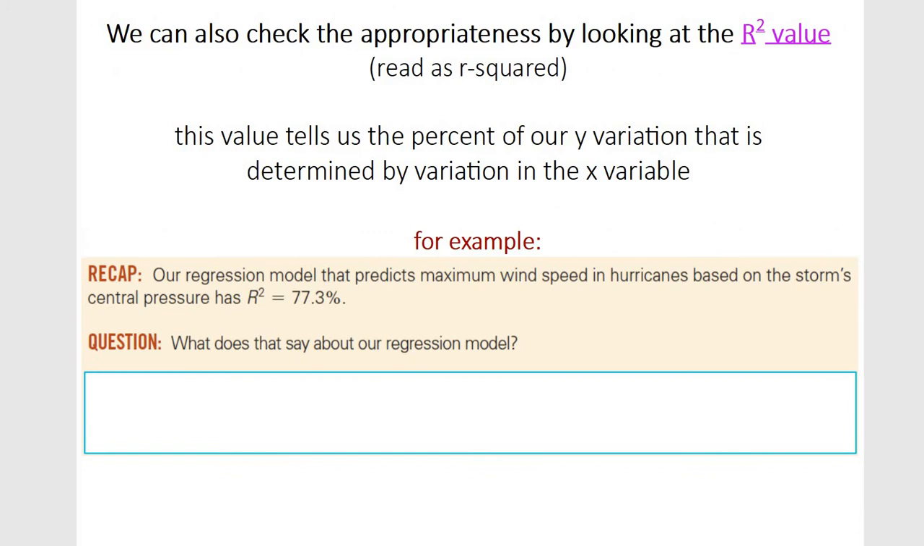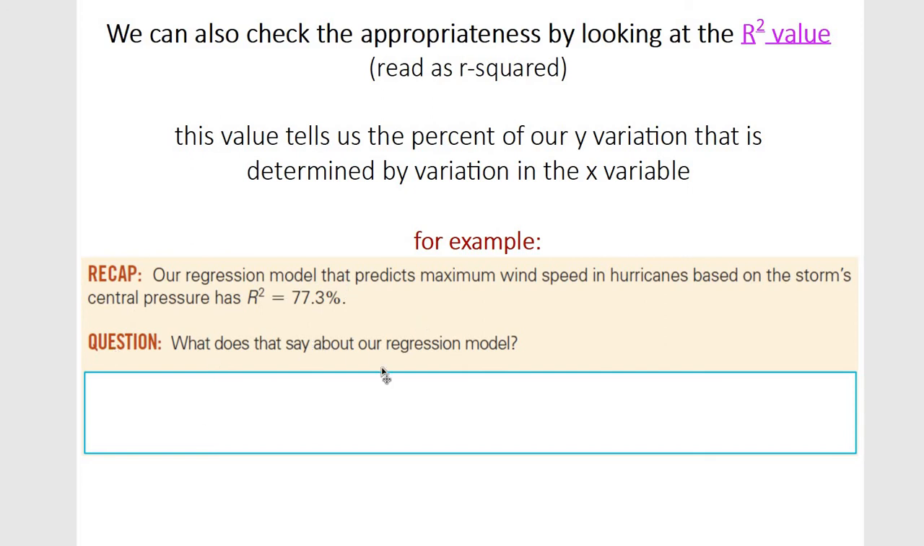All right. We can also check another check, because that's all we do in statistics, is we can check the appropriateness by looking at the R squared value. We read it as R squared. Don't say R2, okay? It's R squared value. So this tells us the percent of our Y variation that is determined by variation in the X variable. It's a mouthful. It's one of those things, the more you use this vocab, the easier it becomes.